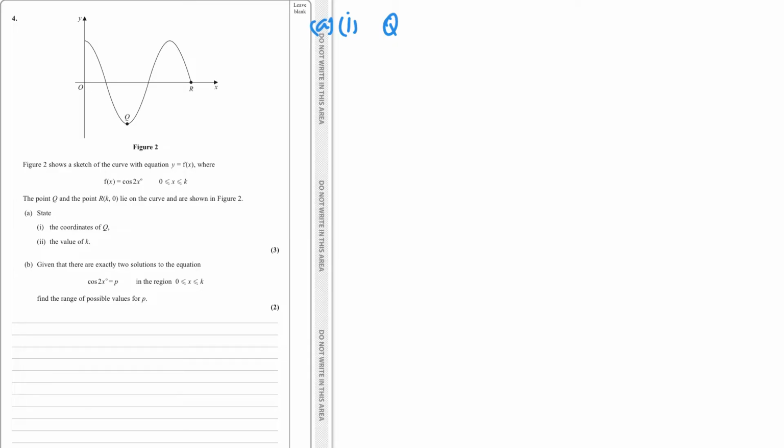Okay, so here we're looking at finding the points Q and R. Q is that minimum point, so we know that the y value of Q is going to be -1, and normally that bottom value happens at 180 degrees, but since we have a 2x, it's going to be half that, so it's going to happen at 90 degrees. And we know it's degrees because there's a little degrees sign next to or above the x.